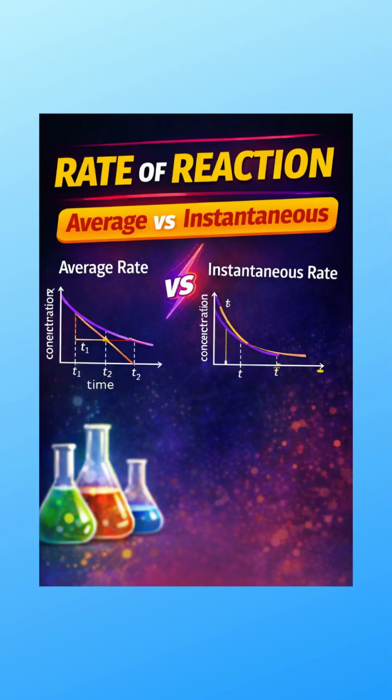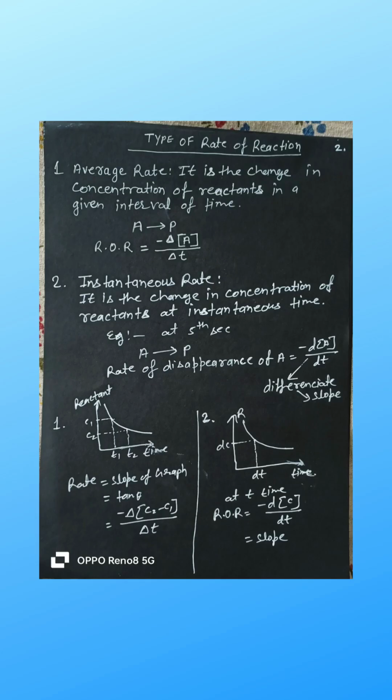Topic: Types of rate of reaction. Students, today we will clearly understand the types of rate of reaction with the help of concept and graph. First, remember one golden line for the entire topic: rate of reaction always equals the slope of the concentration time graph. Now understand what rate of reaction means.